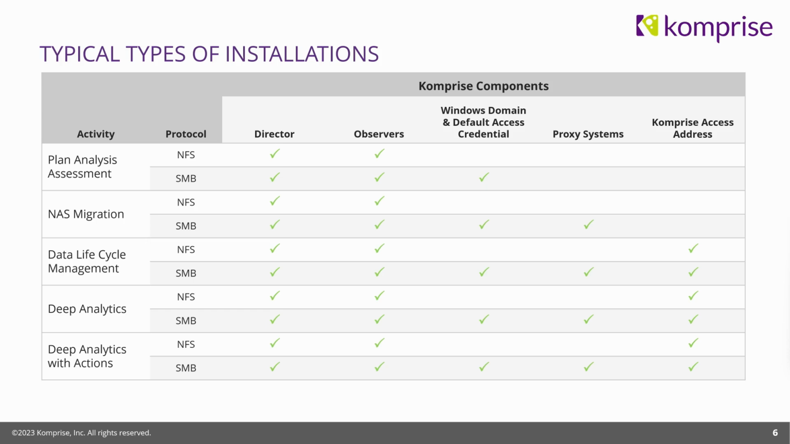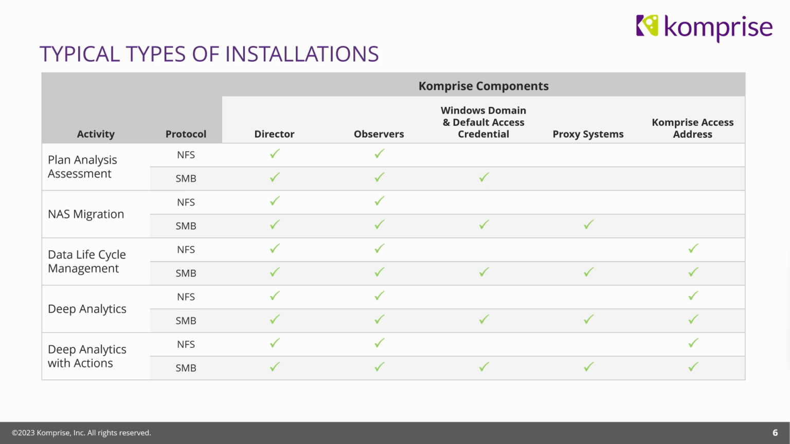One option customers often begin with is to conduct a data analysis assessment, helping them to understand their data and prepare a data management plan. For this, we typically only need a director and one or two observers. If the environment has Windows or SMB shares, the observers will need to be added to a Windows domain and a service account created. Other customers may choose to use Komprise solely for migrations, which also requires directors and observers, as well as Windows domain integration and proxy systems for SMB data movement.